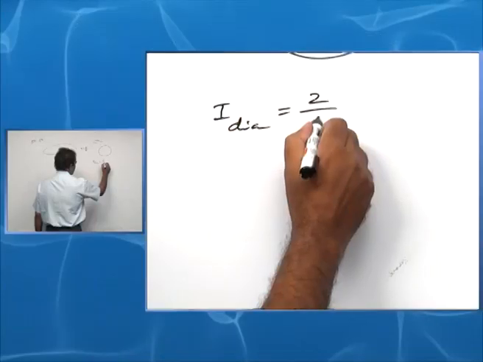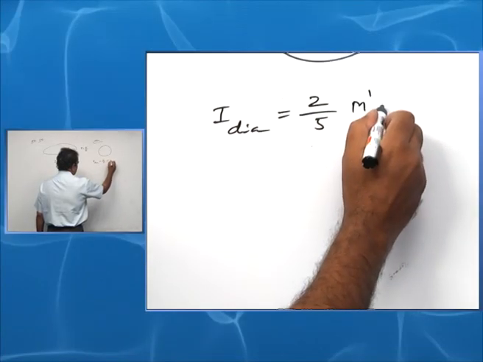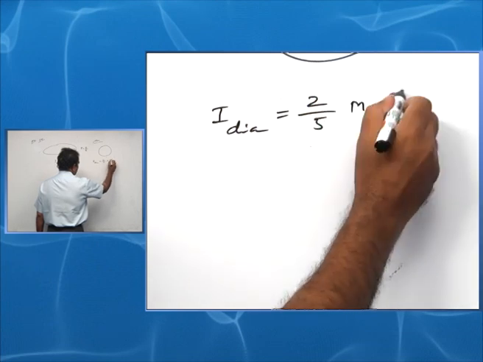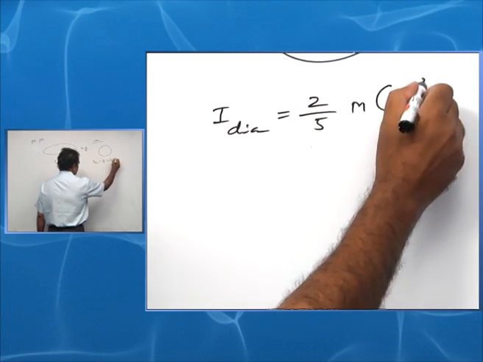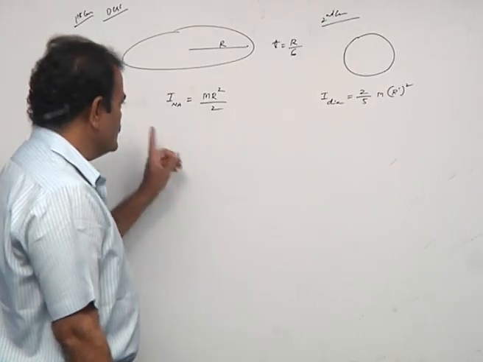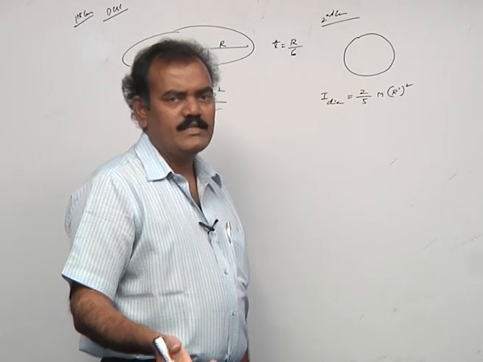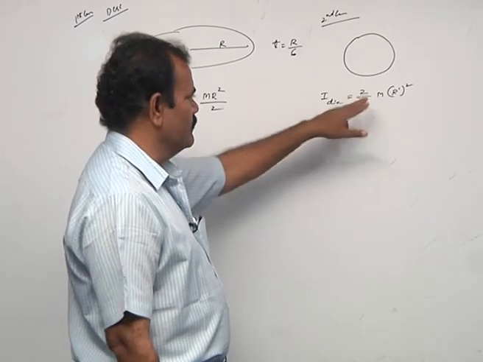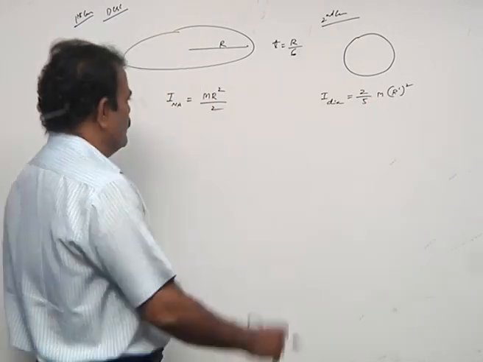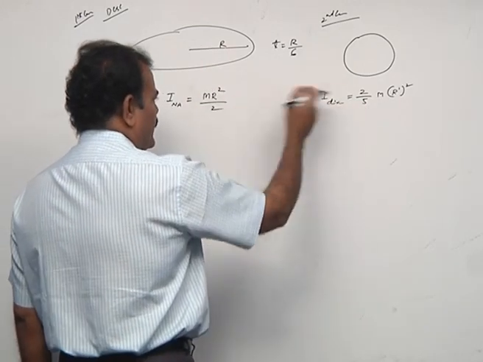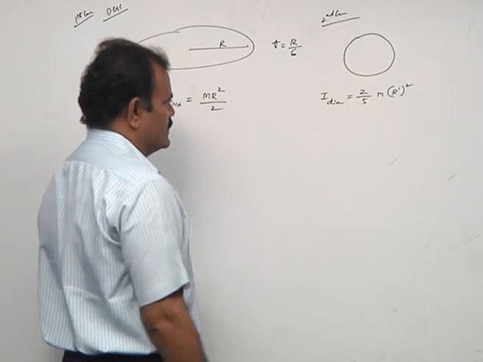It is the 2 by 5 m dash, and again it will be m dash, so m dash is not required. That's why m r dash square is there, because the mass doesn't change in both cases. When it is melted and recasted, there is no change in the mass. Everything will change except the mass. So here the mass will be constant, but the radius will change. That's why r dash square is taken.